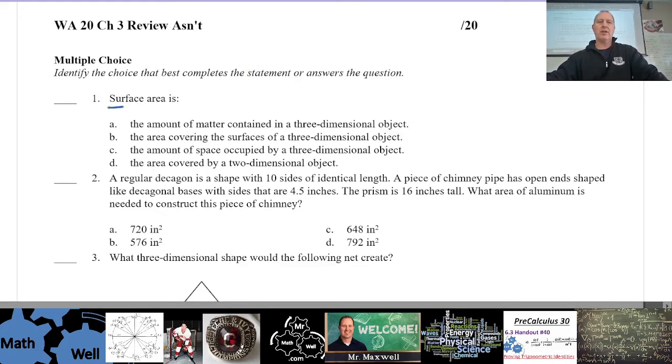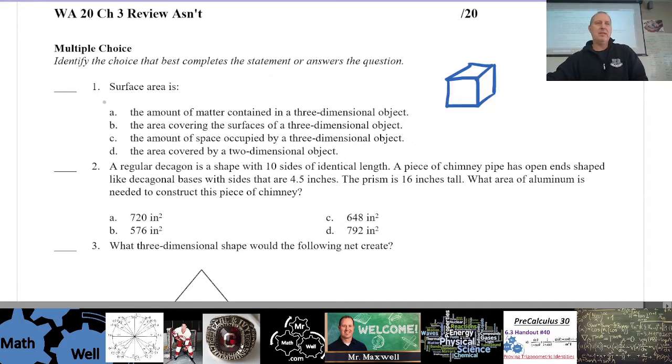So surface area is, okay, which one is it? Is it A, the amount of matter contained in a three-dimensional object inside? B, the area covering just the surfaces of a three-dimensional object? C, the amount of space occupied by a three-dimensional object? Or D, the area covered by a two-dimensional object? Remember, a two-dimensional object would be like a square. A three-dimensional object is like a cube. Okay?